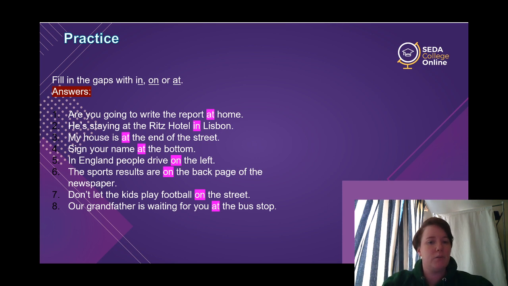In England, people drive on the left of the street, okay, so straight. The sports results are on the back page of a newspaper. On, because newspaper, so we say on the back page. Don't let the kids play football on the street. We always say on the street. Our grandfather is waiting for you at the bus stop. We say at the bus stop.